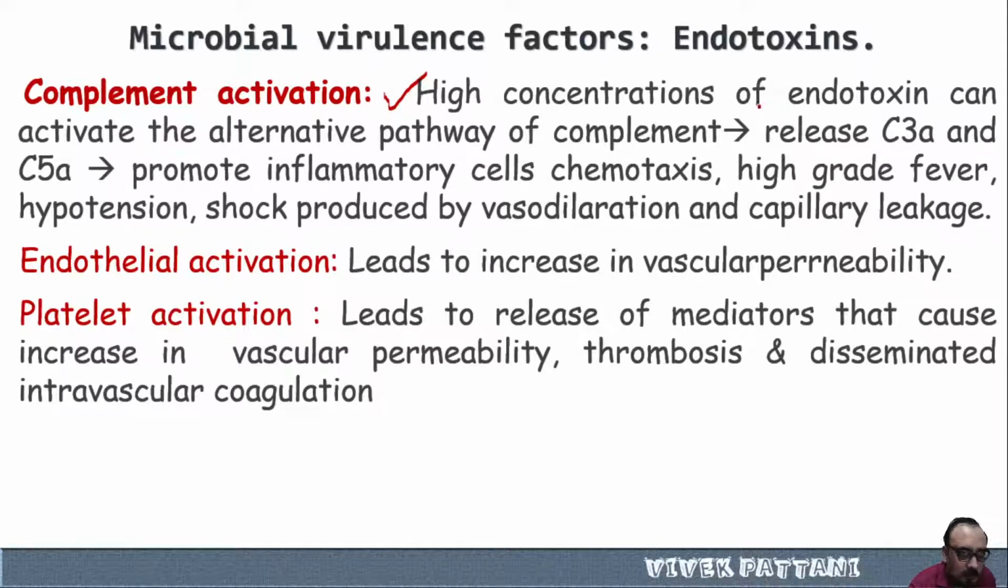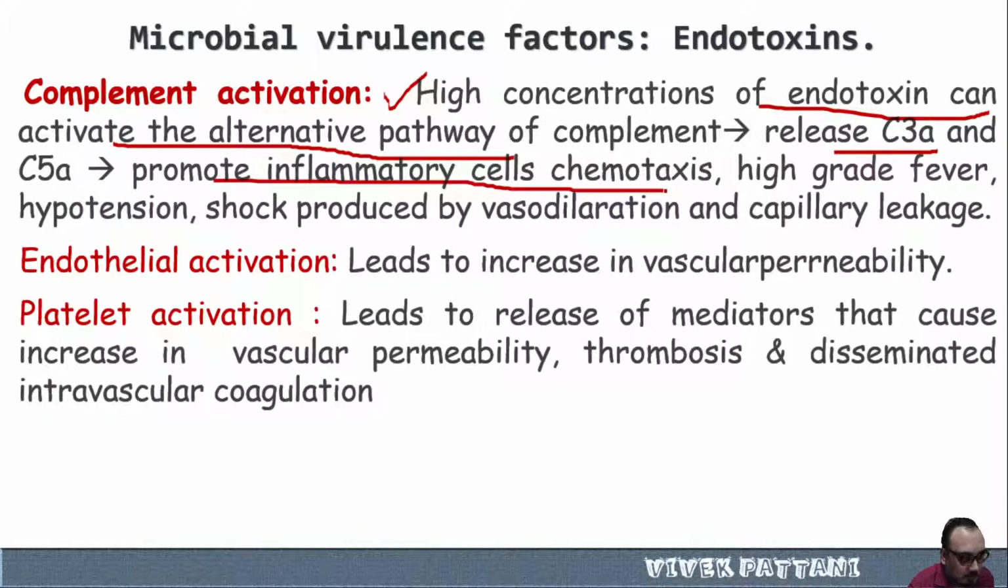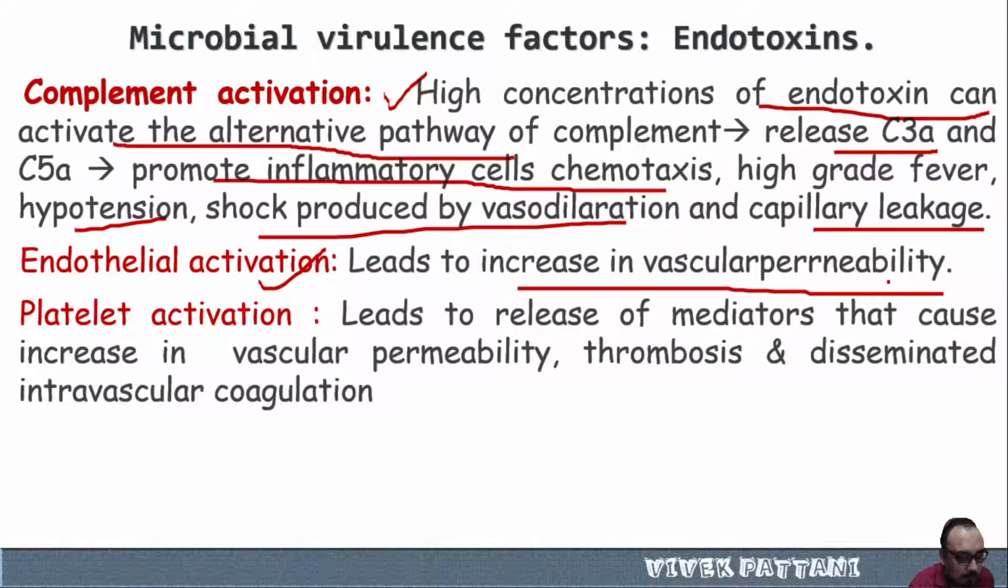The higher concentration of the endotoxin can also activate the alternative pathway of the complement, basically releasing C3a and C5a to promote inflammatory cell chemotaxis, and also may lead to high grade fever, hypotension and shock produced by vasodilation and capillary leakage.